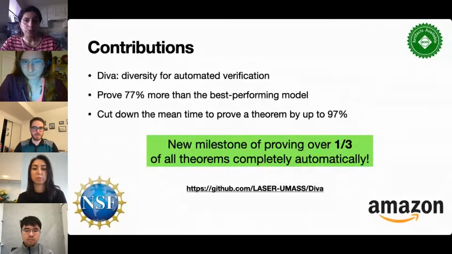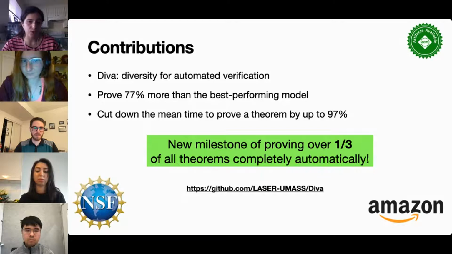Using the diversity of these models was a big success and allows us to prove 77% more theorems than the single best performing model. And together with the prior tool CoqHammer, which instead takes a solver-based approach, DIVA proves more than a third of all the theorems in CoqGym, which is the largest fraction to date. To run a bunch of diverse models in series would take a very long time, but we develop a method that instead cuts down the mean time to prove a theorem by up to 97%. Our work strongly suggests that using diversity for improving automated formal verification is fruitful and will enable automating more verification. Thank you.